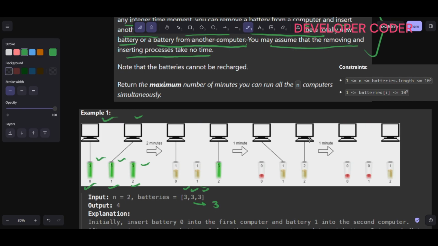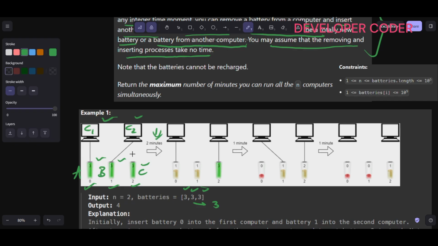So here these are the batteries. Initially let's say this is battery A, this is battery B, and this is battery C. Let's say this is computer C1, computer C2. So using battery A I am charging computer 1, using battery B I am charging computer 2. Done. So this 1 minute is done. Then after that let's say one more minute is done, so in total 2 minutes are done.